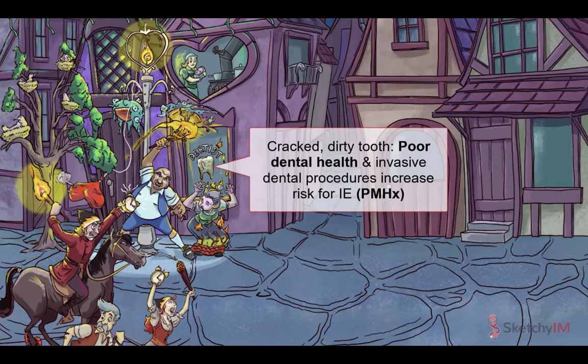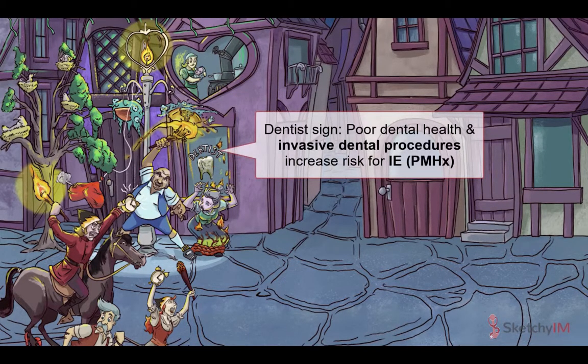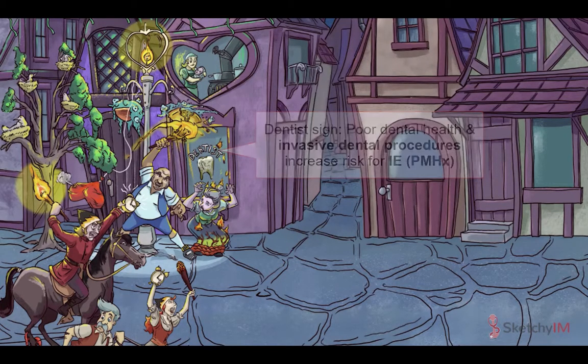Furthermore, invasive dental procedures, beyond your routine dental cleanings that is, can stir up those mouth bacteria and send them into the circulation, making those procedures risk factors for IE as well.